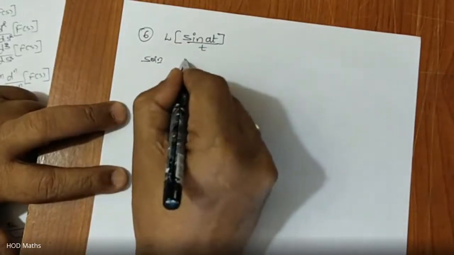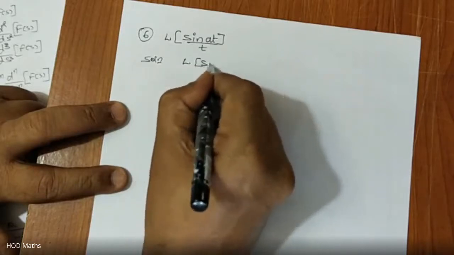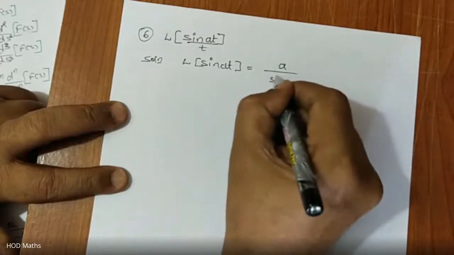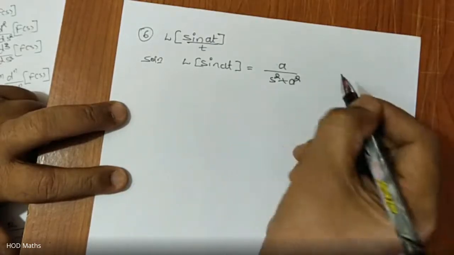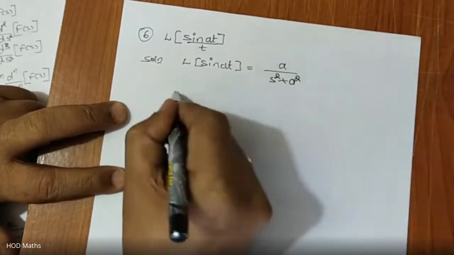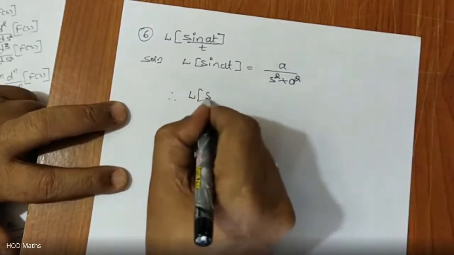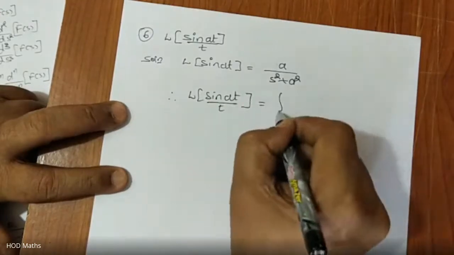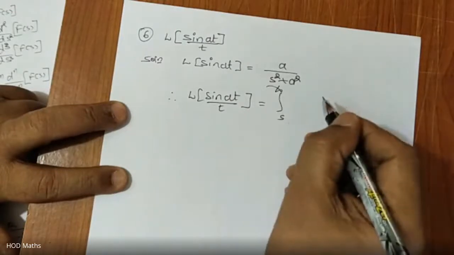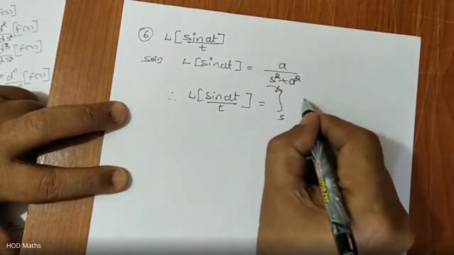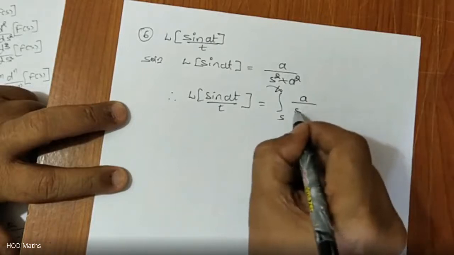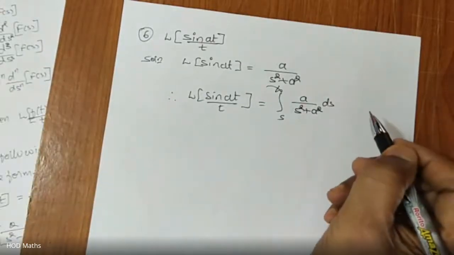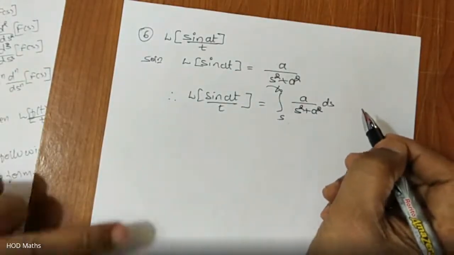Solution. What should I do? I should consider L of sine AT. What will that be? It is A over S squared plus A squared, right? So therefore, what is L of sine AT by T? That will be equal to the integration from S to infinity of A over S squared plus A squared ds.